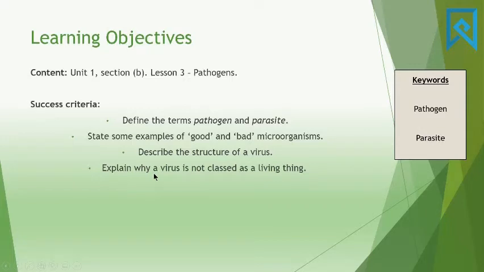Here are our learning objectives that you should know by the end of this video. You should be able to define the terms pathogen and parasite, state some examples of good and bad microorganisms, describe the structure of a virus, and explain why a virus is not classed as a living thing.